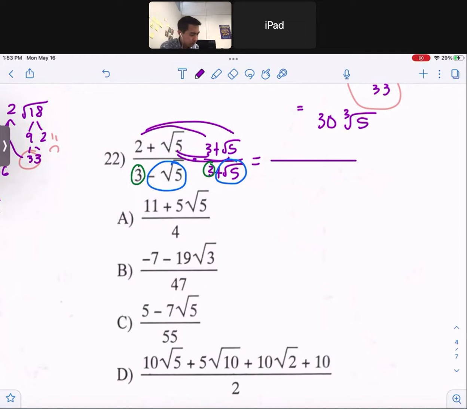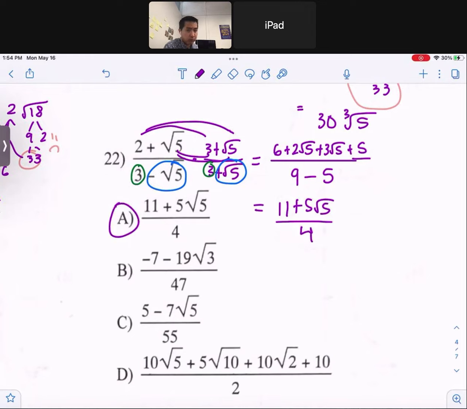Okay, so double distribute up top. 2 times 3 is 6. 2 times rad 5, 2 rad 5. Rad 5 times 3, 3 rad 5. Rad 5 times itself, 25. Oh no, just 5. And then on the bottom, 3 times 3 is 9. A negative times a positive is a negative. Rad 5 times itself is just 5. Combine like terms up top, so it's 11 plus 5 rad 5 all over 4, which is A. That one's going to be A.